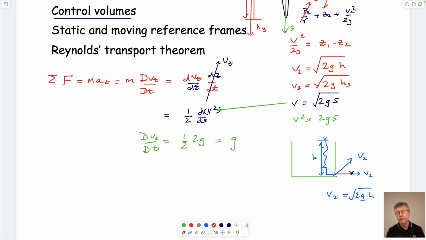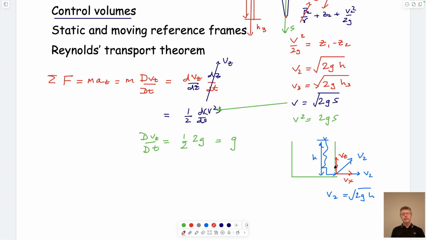It would have Vx and it would have Vz. And of course, if you knew the angle of this, you'll see this in the class notes that you'll look at this week. So it has a vertical component. So Vz is coming out of it at some velocity, 2gh.